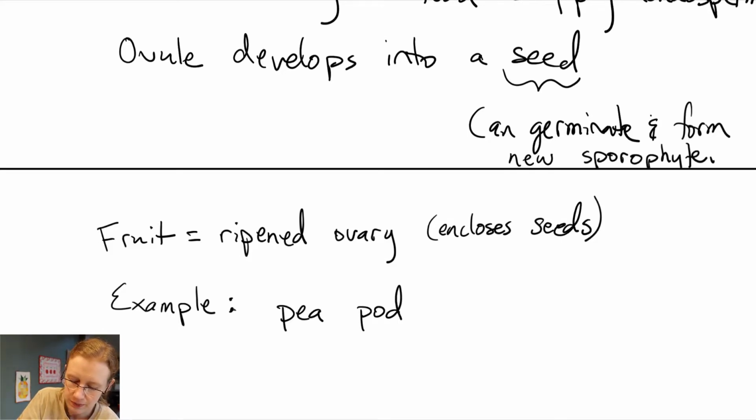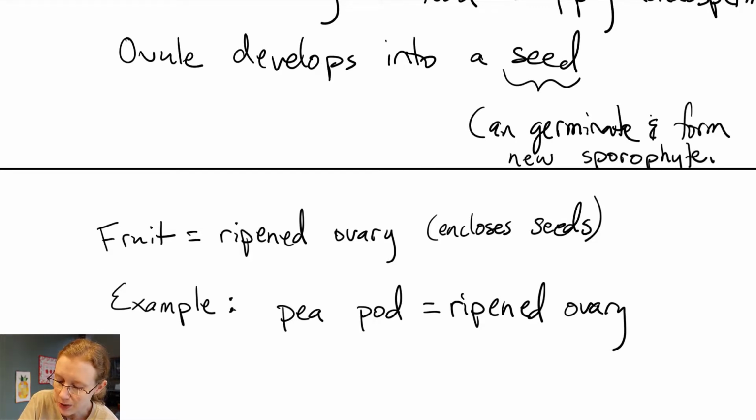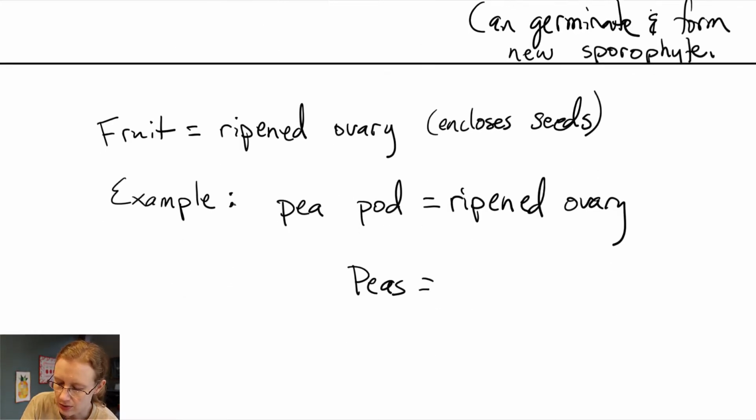Pea pod, what this is a ripened ovary from a pea plant. And the individual peas are the mature ovules. So each of those can end up being a seed if we allow them to go that far before we eat them. Peas are just mature ovules. Okay, there you have it.